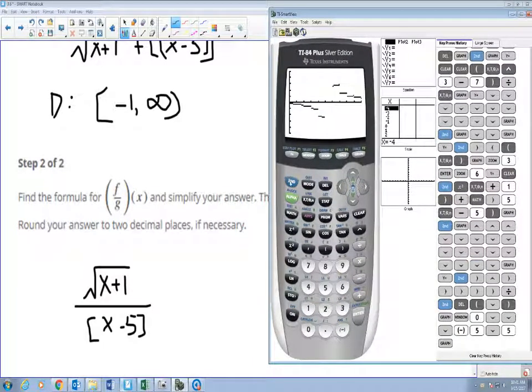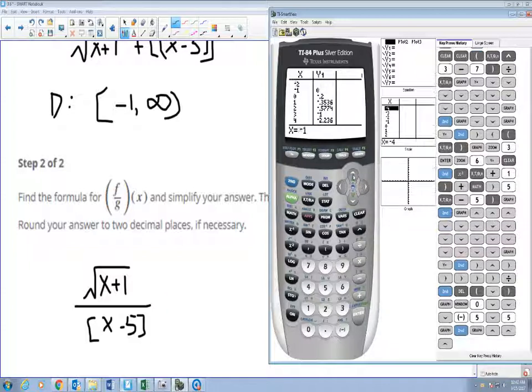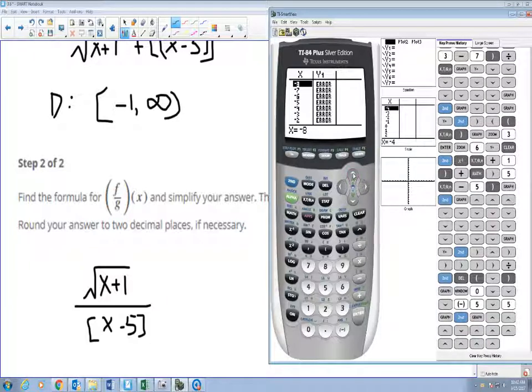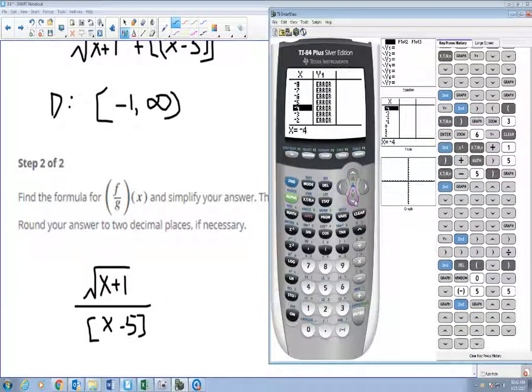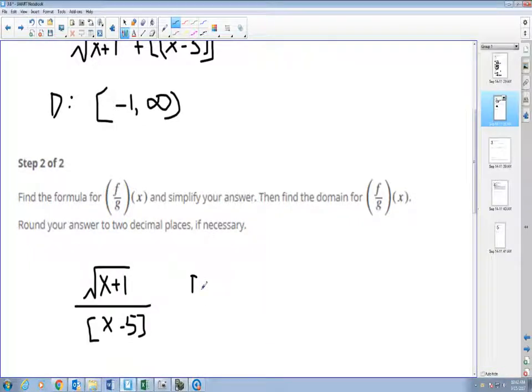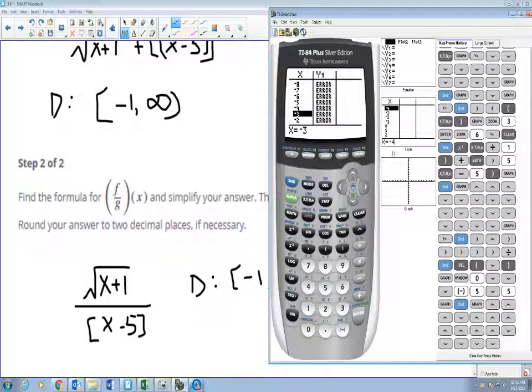Okay, so let's see if my domain is still starting at -1. Sure does, because everything else before -1 is an error. From -1 to infinity, keep on going to the right.